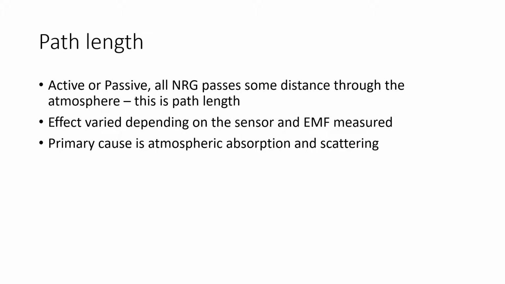Path length is the distance through the atmosphere that the energy has to go through. The effect varies depending on the sensor and the electromagnetic frequency that we're measuring, because some are not impacted at all or very minimally by the atmosphere, and others have significant issues going through the atmosphere.